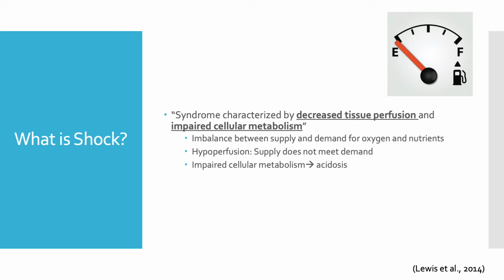And we have hypoperfusion. Now that's a key word to understand with any type of shock. Anytime we talk about shock, hypoperfusion, not enough perfusion to the cells and to the tissues. Because the cells are not getting enough perfusion, their demand for perfusion isn't met with this supply of blood. This leads to what's called impaired cellular metabolism, where the cells are now forced to convert to anaerobic metabolism, and they end up producing lactic acid, which eventually leads to metabolic acidosis.